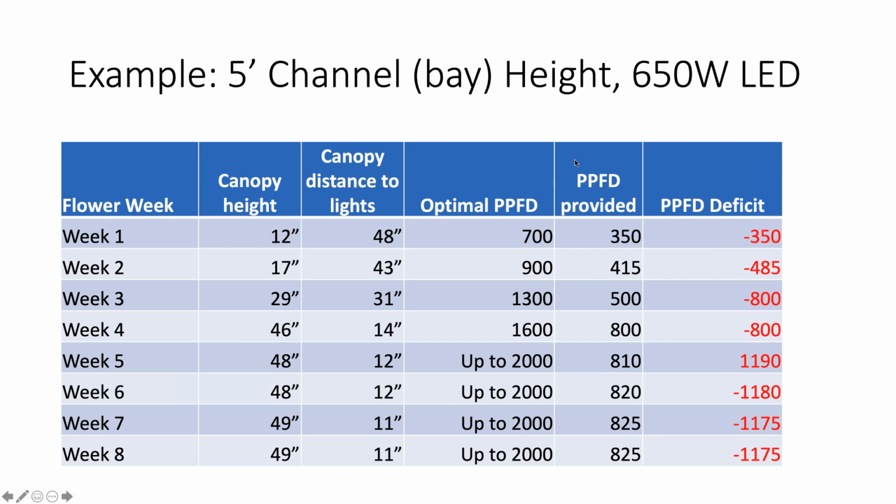So I added 2 new columns. First is PPFD provided. This is an estimate of the amount of PPFD that a 650 watt LED will provide to this plant. That's 48 during week 1, because the plant is 48 inches away from the light fixture.